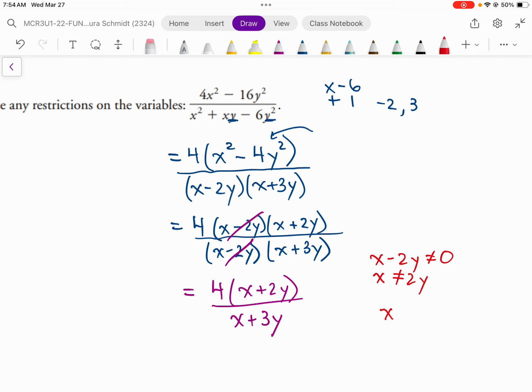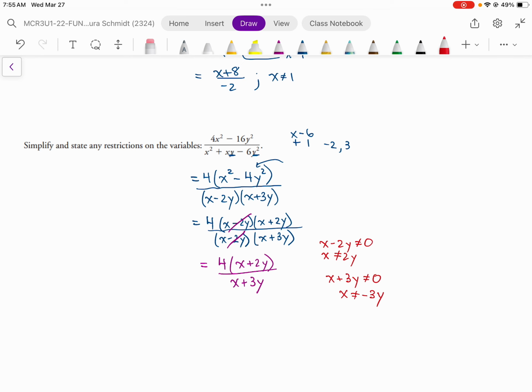And in the other one, let's set this equal to 0. x plus 3y can't equal 0. So x cannot equal -3y. Okay, that's kind of weird, but I guess that's how we have to write it. You can't really isolate both variables. So there we go. That's it.